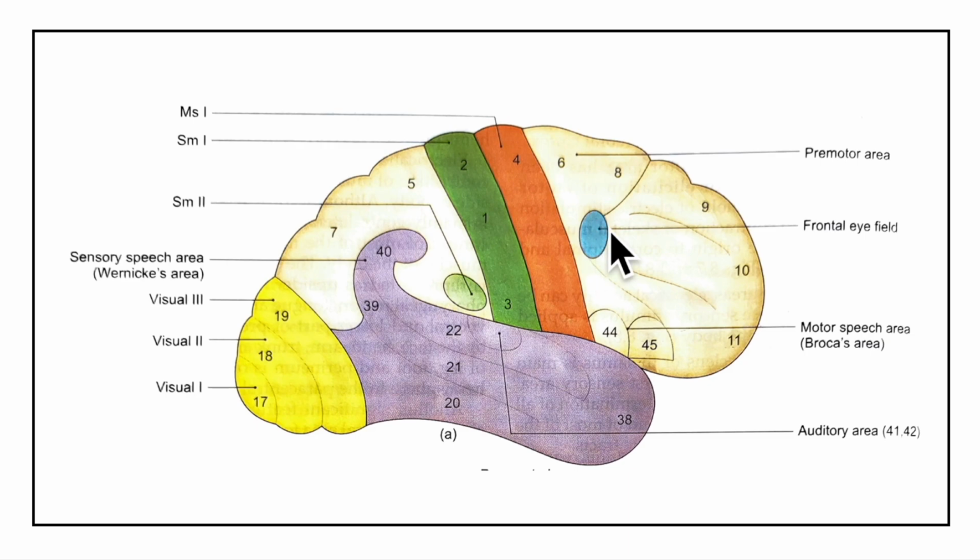Now what are its functions? It helps in the conjugate movement of the eyes. Now what is conjugate movement? Deviation of both eyes to the opposite side is known as the conjugate movements. And movements of the head and dilatation of the pupil may also occur. And this area is connected to the cortex of the occipital lobe, which is concerned with vision.